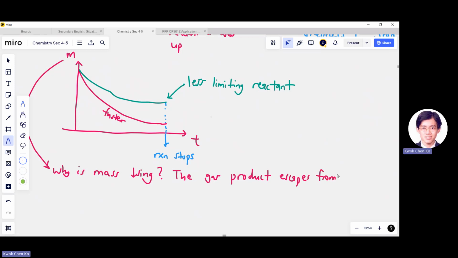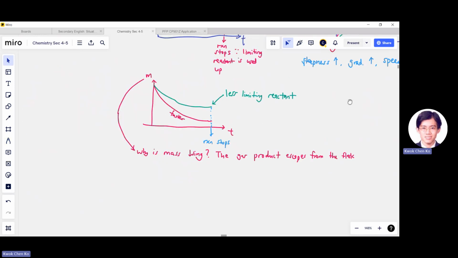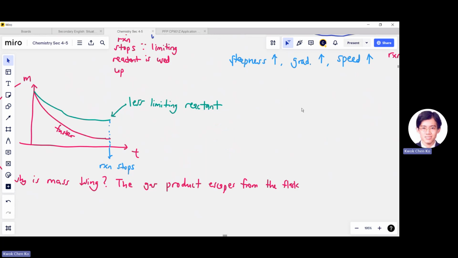But you can't just write effervescence. You think your teacher will sympathize? So obviously the mass has decreased. You better write something like this in your answer.